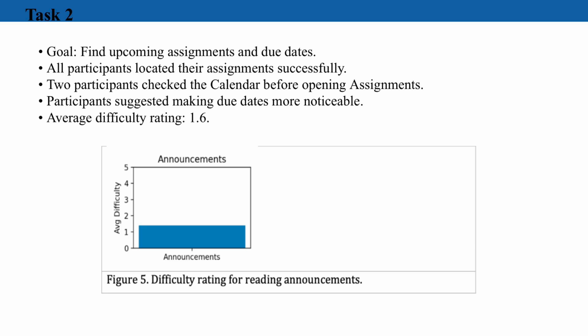The second task required participants to locate upcoming assignments and their due dates. Again, every participant completed the task successfully. However, 2 participants first checked the calendar before opening the assignments page. Several participants also suggested that assignment due dates should be displayed more prominently to make them easier to notice. The average difficulty rating was 1.6, indicating this task was also fairly easy.